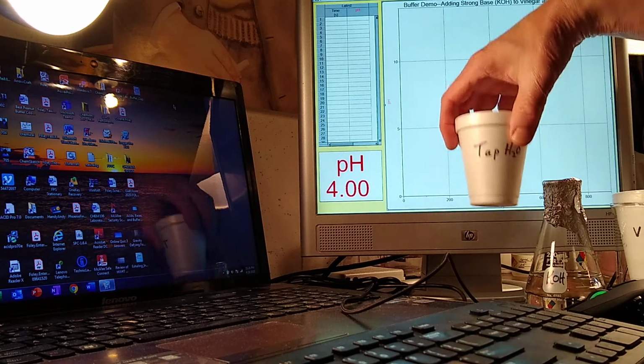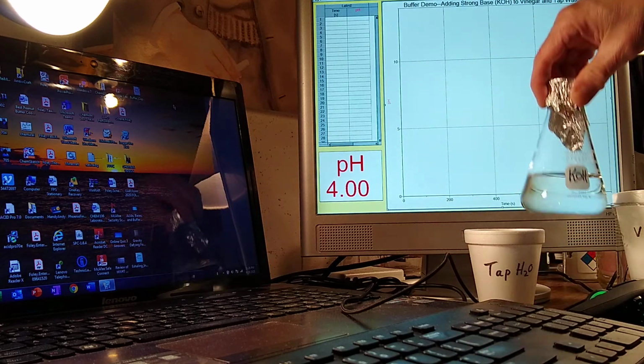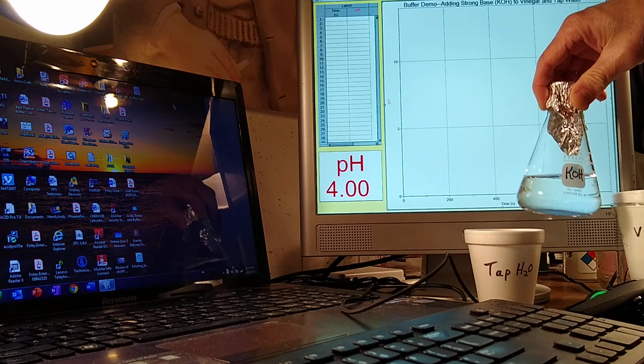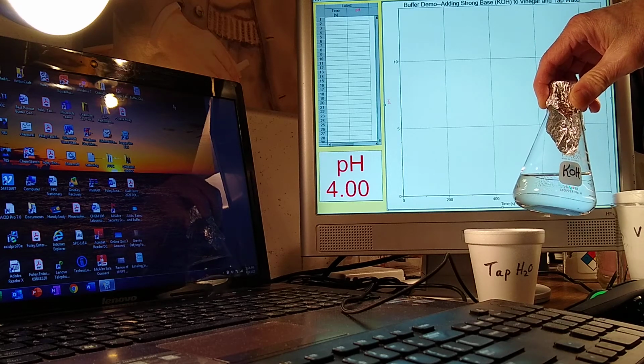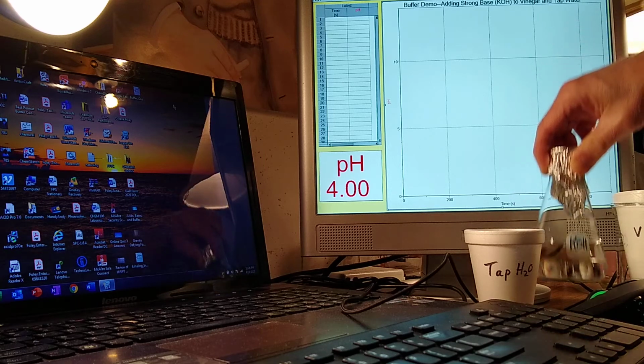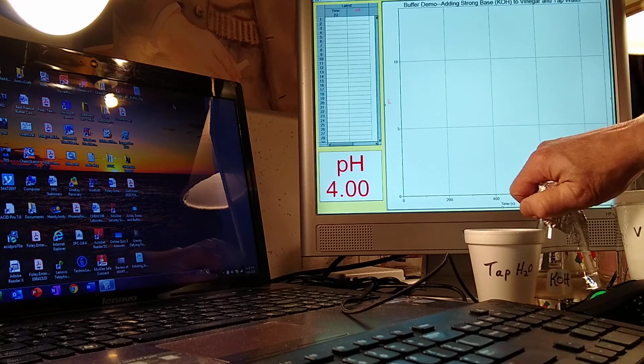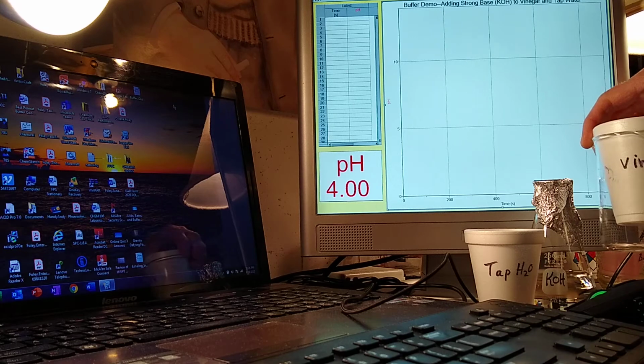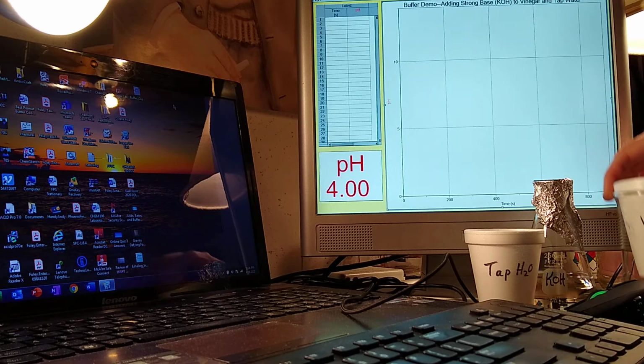I have my tap water here. I have my solution of potassium hydroxide. I just threw a bunch of solid KOH into distilled water. I didn't really measure it. I just know that that's basic enough for this to work. And I have a cup filled with a small amount of vinegar in this styrofoam cup.